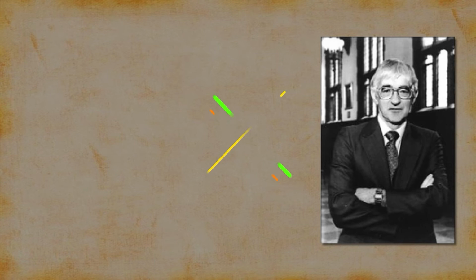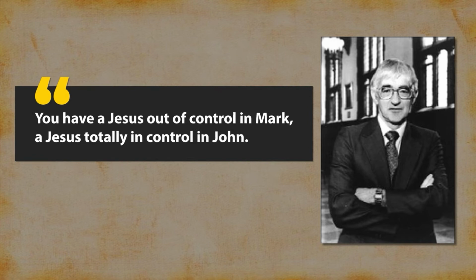John Dominic Crossan, when asked about the evolution of the four Gospels, states, You have a Jesus out of control almost in Mark, a Jesus totally in control in John.